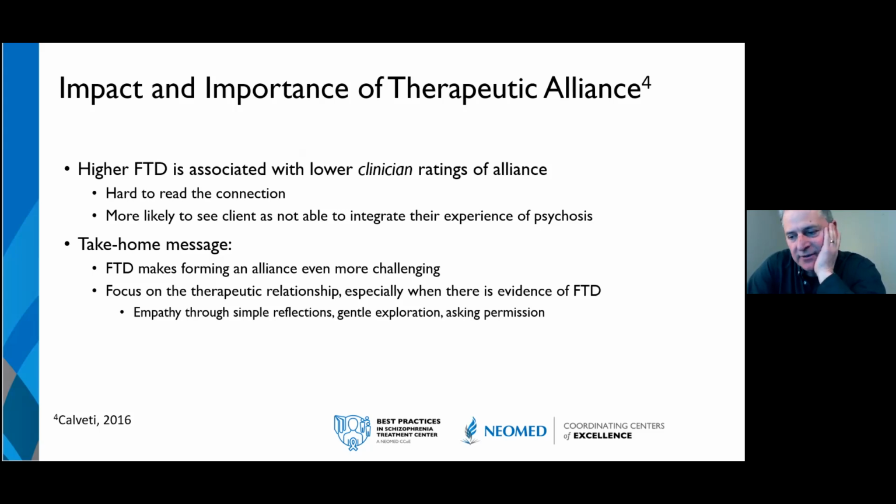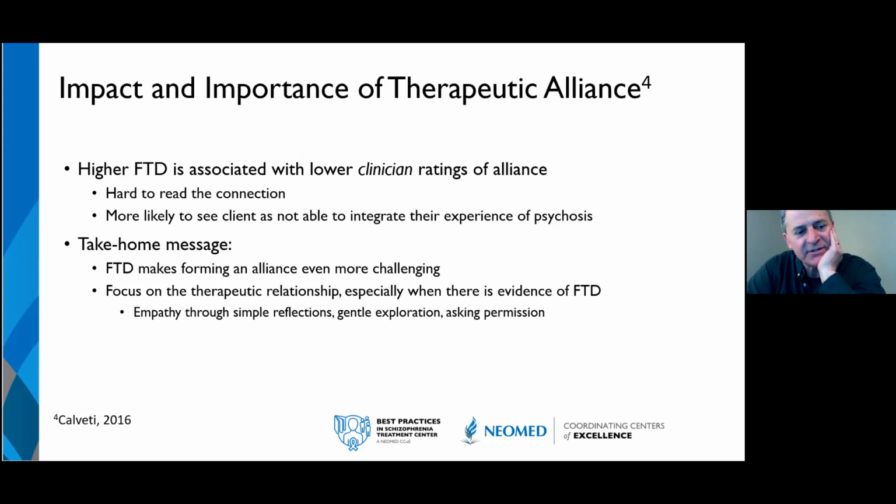And when there is formal thought disorder, clinicians are often more likely to see the client as sealing over. What that means is that when folks seal over in their recovery, they don't acknowledge part of their psychotic experience. They just sort of say, oh, that was in the past, I don't have to acknowledge it, I'm just going about my day. As far as a recovery style, it's associated with that.